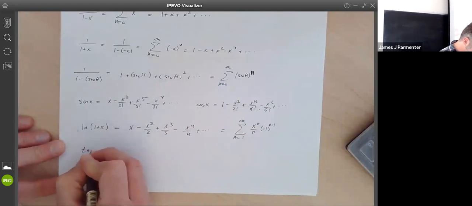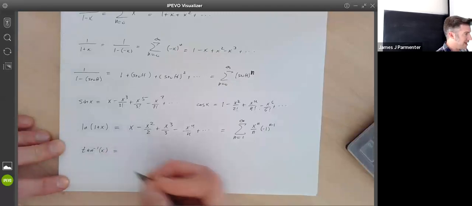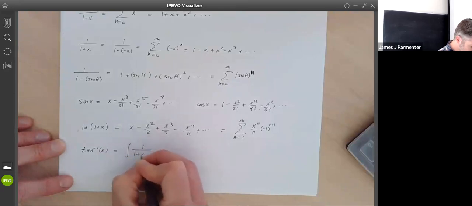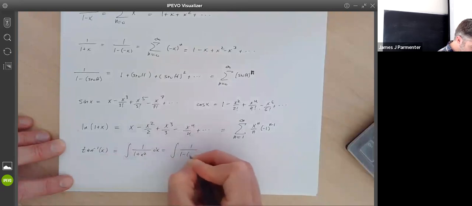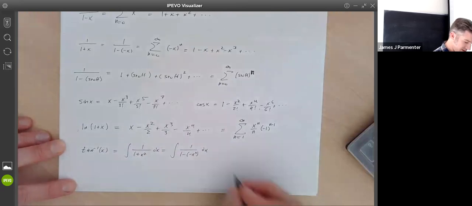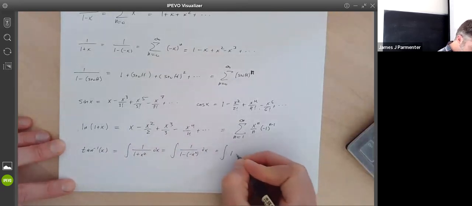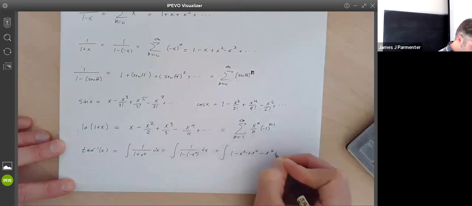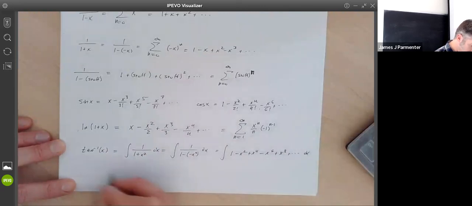The inverse tangent of x is the antiderivative of 1 over 1 plus x squared, which is the antiderivative of 1 over 1 minus x squared. So kind of the same idea. It's the antiderivative of 1 minus x squared plus x to the 4th minus x to the 6th plus x to the 8th, et cetera.